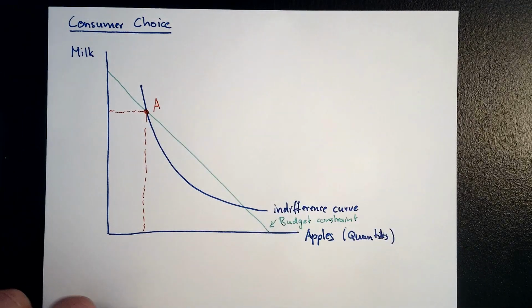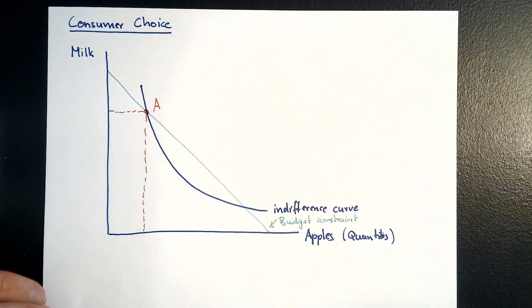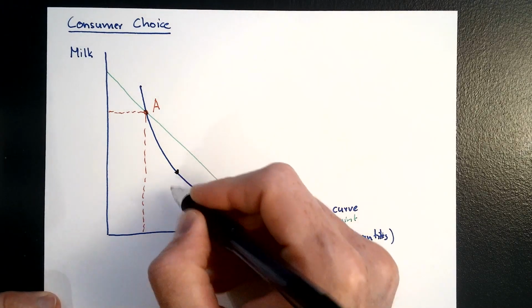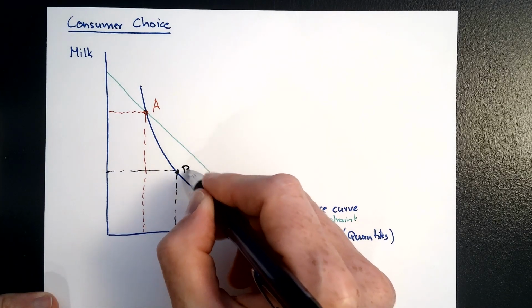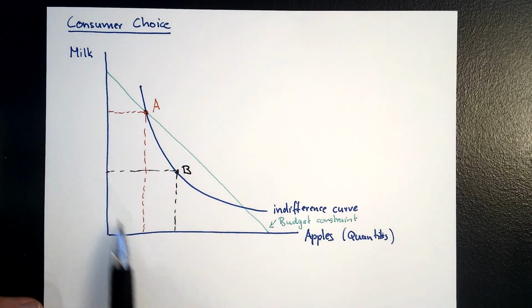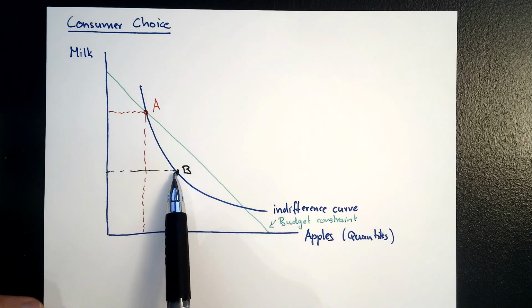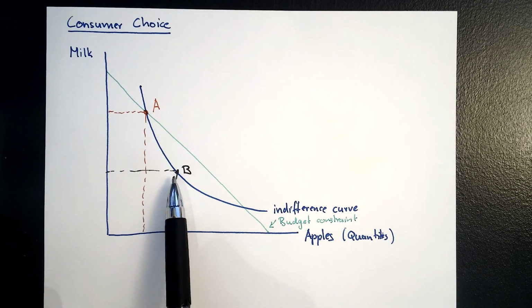Now, the question is, is this bundle efficient or can the consumer do better? And note that at bundle A, you could reduce your consumption of milk and increase your consumption of apples and end up at bundle B, for example. Now, at bundle B, the consumer has less milk, has more apples compared to A, but note that the consumer is on the same indifference curve. What this means is that the consumer is as happy at bundle A as they are at bundle B.